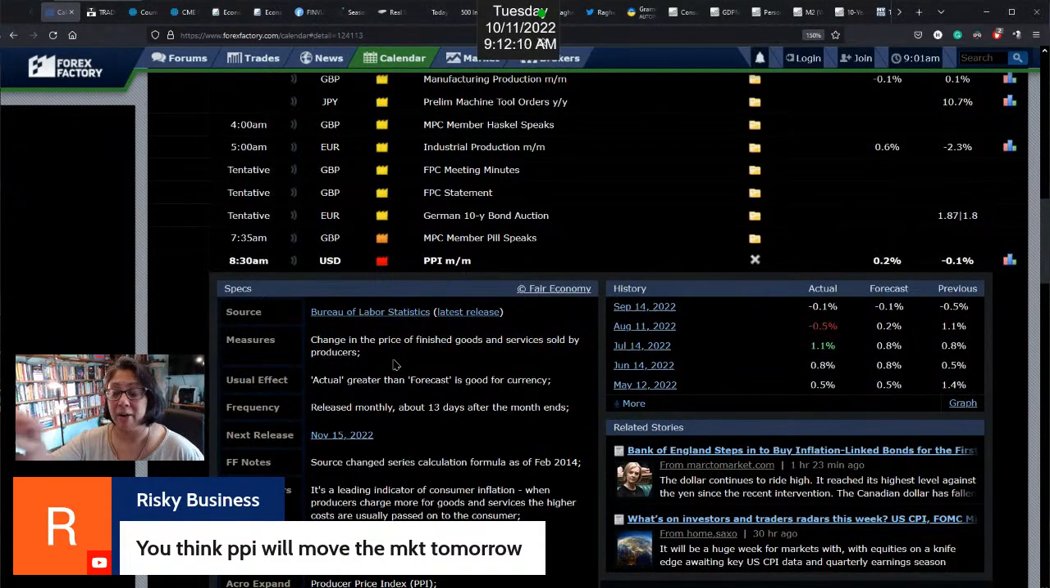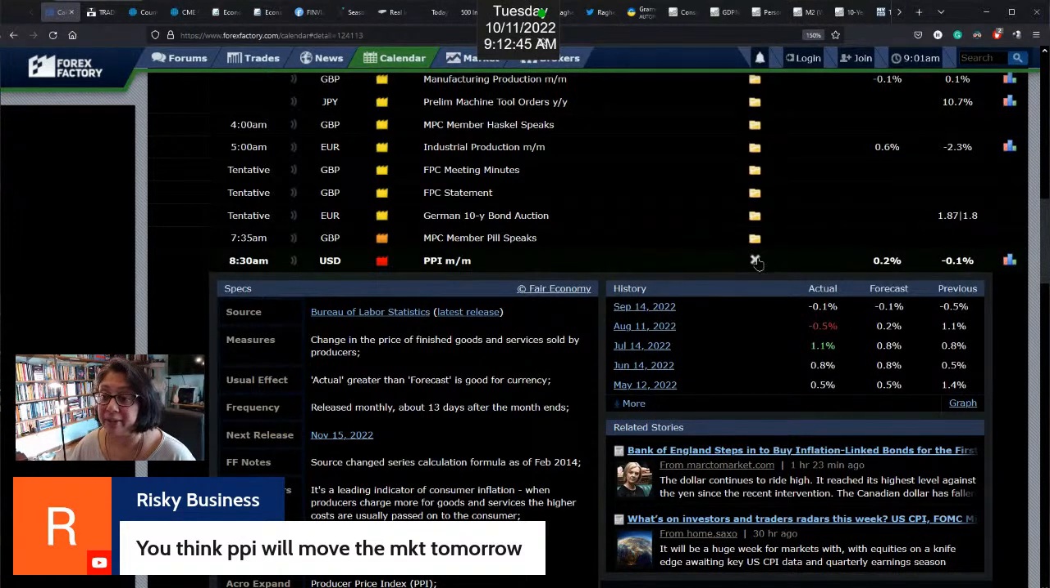And right there, you think to yourself, what column, inflation, growth, jobs, would that data release fall in? Inflation. As soon as we start talking about the price of goods and services, it may not be a CPI number, it may not be a PCE number, but it's going to fall in that bucket, which is a very important bucket, arguably the most important right now. So this is going to have an impact on the perception of inflation. Change in the price of finished goods and services sold by producers.